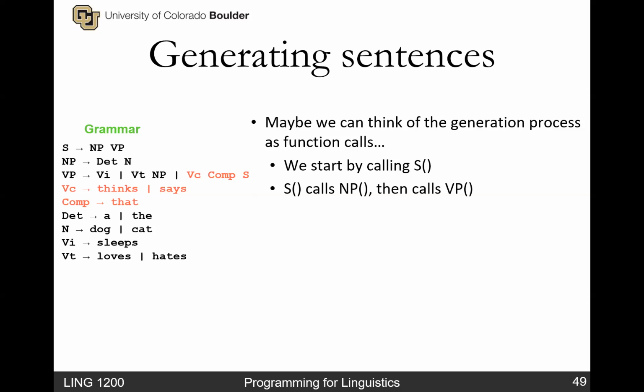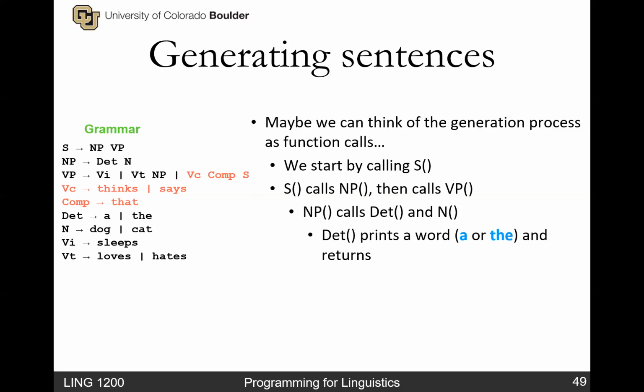But first the function NP would call the function determiner and then later the function noun. And determiner then would not call another function, it would print out the word, either a or the, and then return. And return to where it left off, which would then, the next thing would be to call the function noun, which prints out a word, cat or dog, and then return up to NP, and NP would return up to S, which would then go to VP, and et cetera, et cetera.